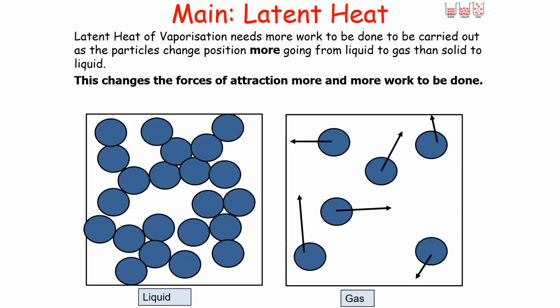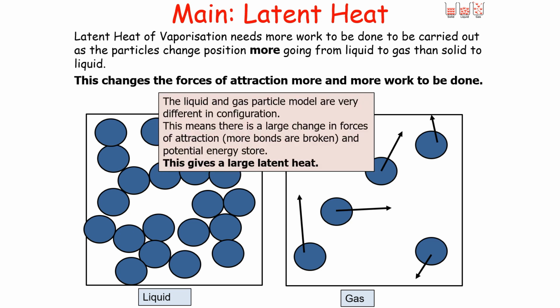Now the latent heat of vaporization needs more work to be carried out compared to the latent heat of fusion, as the particles change position more going from a liquid to a gas, or vice versa, compared to a solid to a liquid. So this changes the forces of attraction more, so therefore more work needs to be done. This is because the liquid and gas particle models are very different in configuration. So this means that there's a large change in the forces of attraction and more bonds are broken, so therefore there's a greater change in the potential energy store, giving a large latent heat.